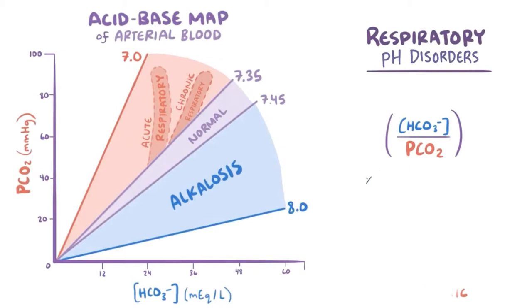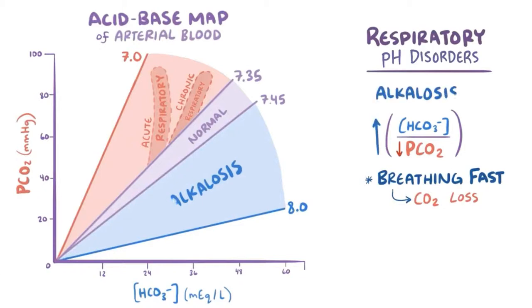On the flip side, if a person is breathing faster than normal, there's excessive carbon dioxide loss, so partial pressure of carbon dioxide decreases and the pH rises. On the map, this shifts us into the area of respiratory alkalosis, where the pH is a lot higher than 7.45 and the partial pressure of carbon dioxide has dropped below 35 millimeters of mercury.